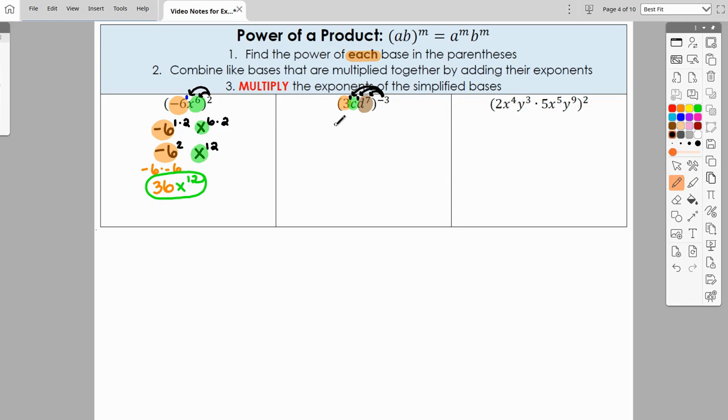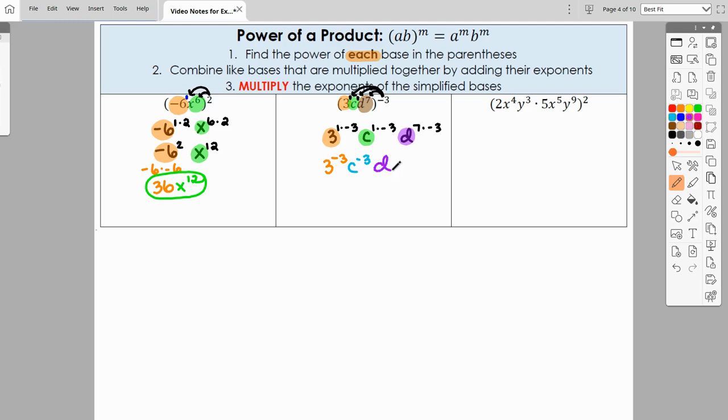What happens here is I'm now going to have 3 to the 1 times negative 3, C to the 1 times negative 3, and D to the 7 times negative 3, multiplying every single base inside with the exponent of negative 3. From here, I actually do that multiplication, which will get me 3 to the negative 3, C to the negative 3, and D to the negative 21.